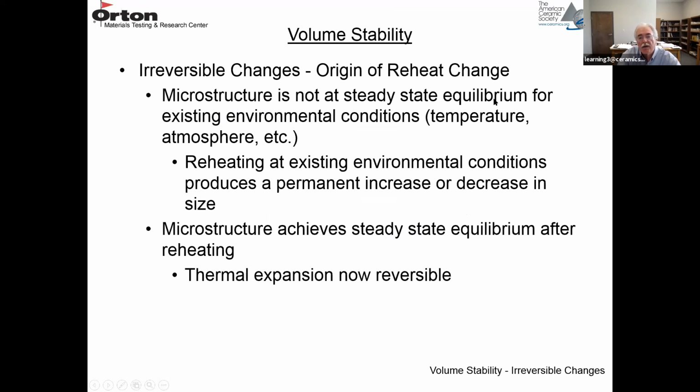Well, the microstructure is not at a steady state equilibrium for the new environment that you put it in. So maybe you fire a refractory at 1,000 degrees C and you use it at 1,200 degrees C. It's a different temperature. Maybe the atmosphere is different, but it's going to be a situation where it re-equilibrates to the new environmental conditions. So reheating at existing environmental conditions produces a permanent increase or decrease in size. May not do it depending on the system, but in most cases, you'll have a change in length that's permanent. So once you equilibrate at a new steady state equilibrium after reheating, you now go back to completely reversible thermal expansion once you stabilize that material under the new conditions.